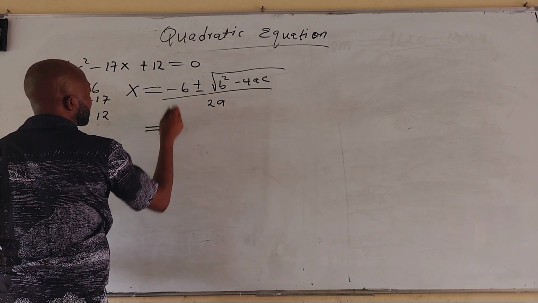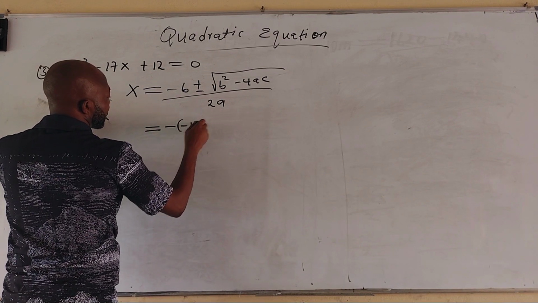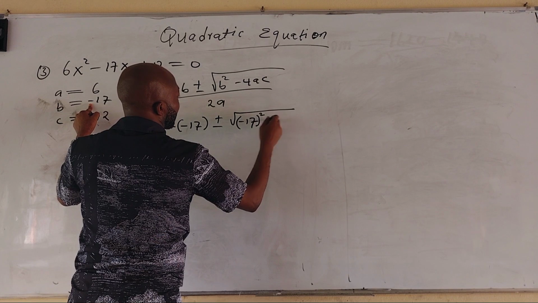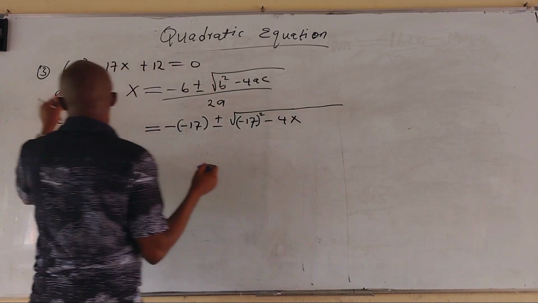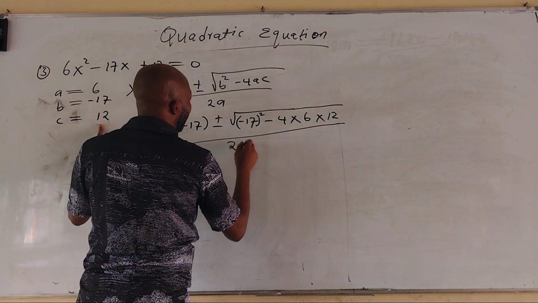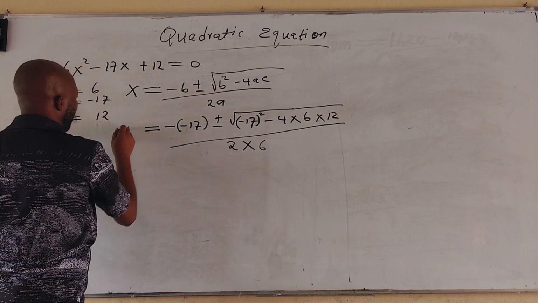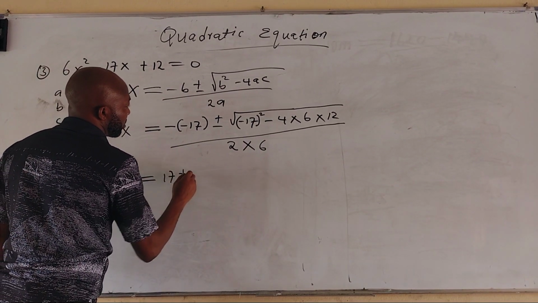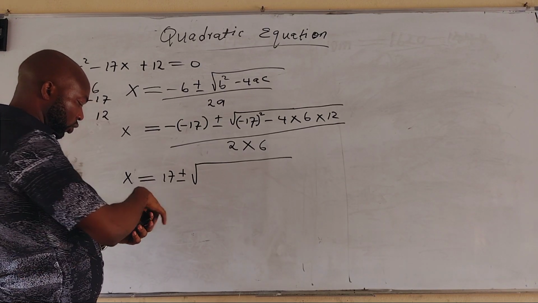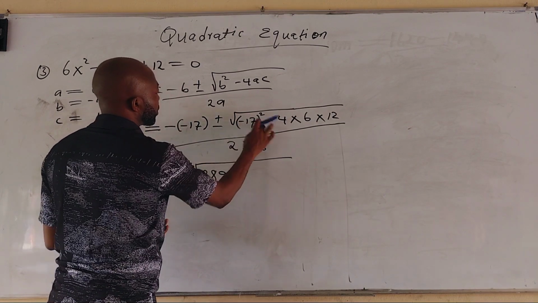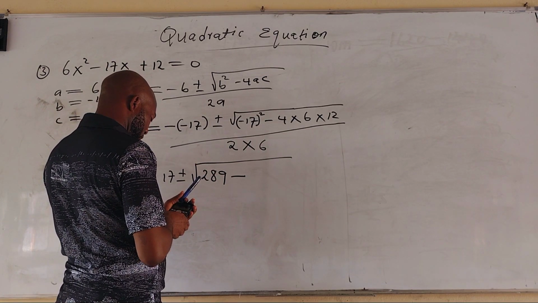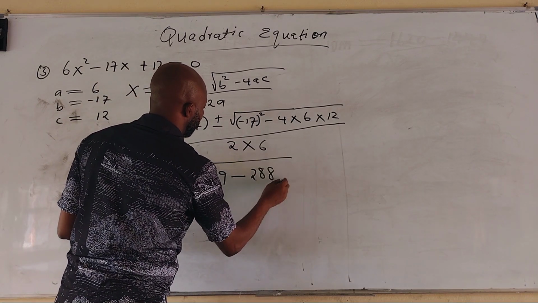And this is equal to minus b. b is minus 17, so minus minus 17, plus or minus the root of b squared, which is minus 17 squared, minus 4 times a, a is 6, times c, c is 12, over 2 times a, a is 6. x is equal to 17 plus or minus the root of, so let's see, 17 squared is 289, minus 4 times 6 times 12, 288, over 12.